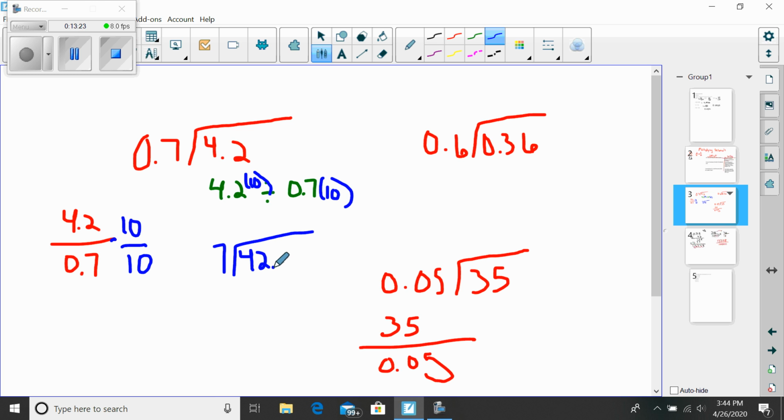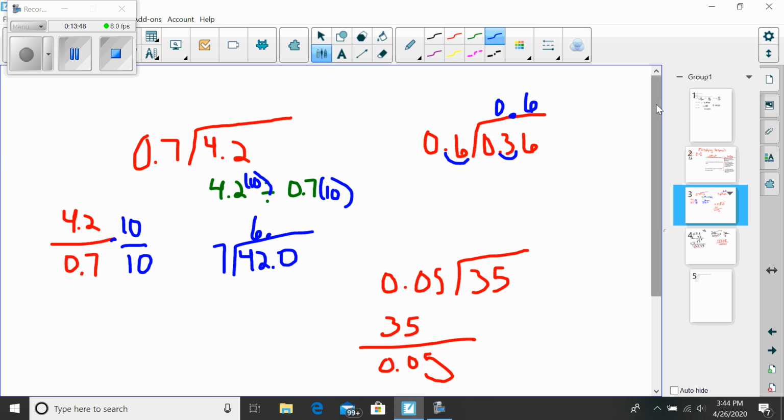right? You add your decimal point here if you need it. I don't even need it in this case, but you add it here, you bring it straight up, and then you just do regular old division. So that would be 6 or 6.0. So the reason we move the same number of places in divisor and dividend is because of the law of equal quotients.